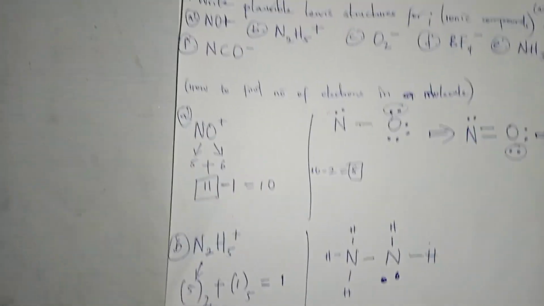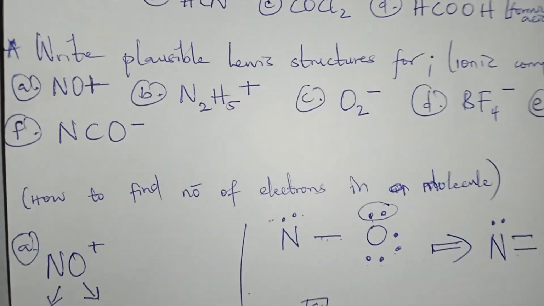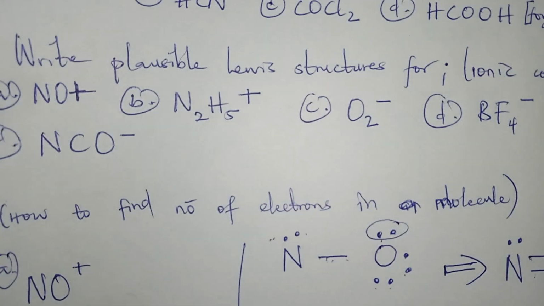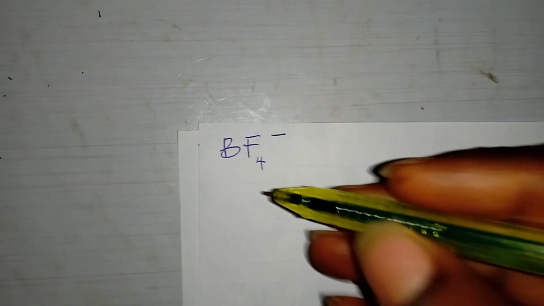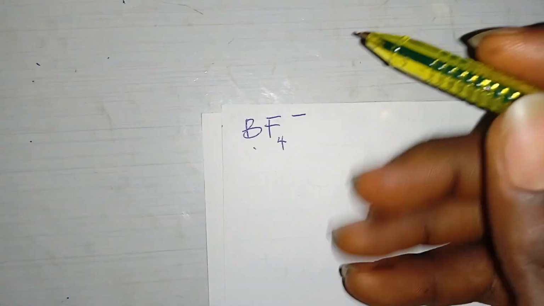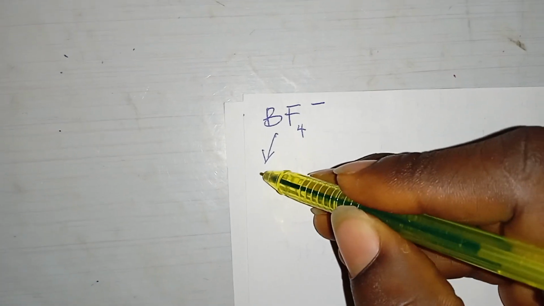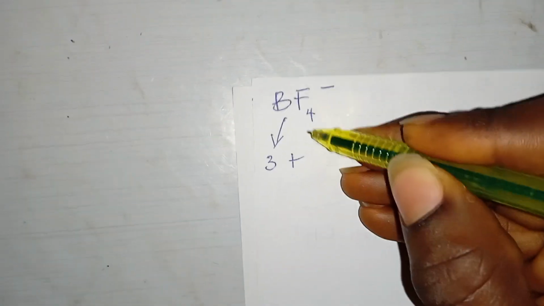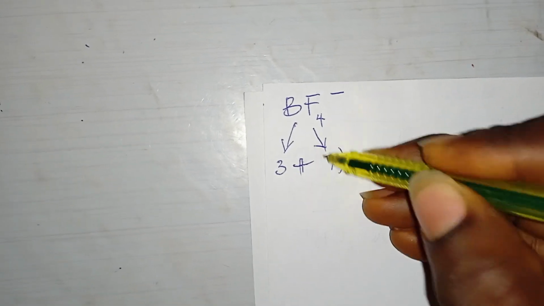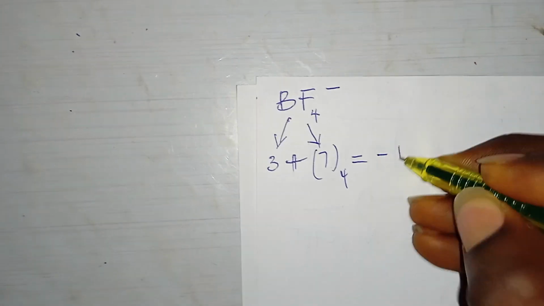So let's move to the fourth one. Boron fluoride, BF4 minus. That's the fourth one. Boron is number 5 in the periodic table. Hydrogen, helium, lithium, beryllium, boron. So that means 2 in the inner shell, K shell, then 3 in the outer shell. 3 plus fluorine is in group 7. It has 7 electrons in the outermost shell. 7 times 4.